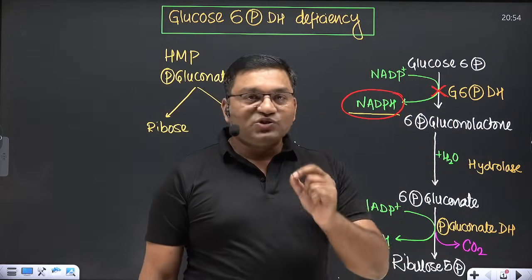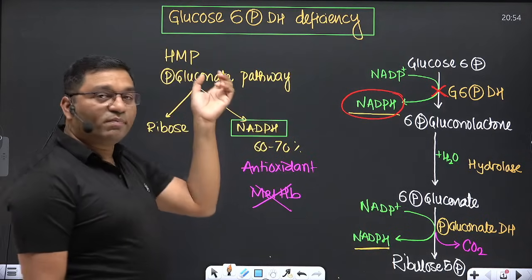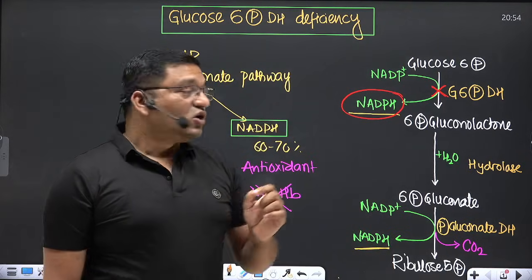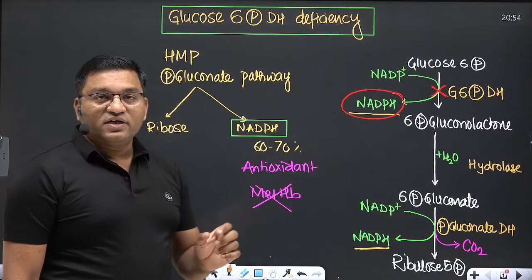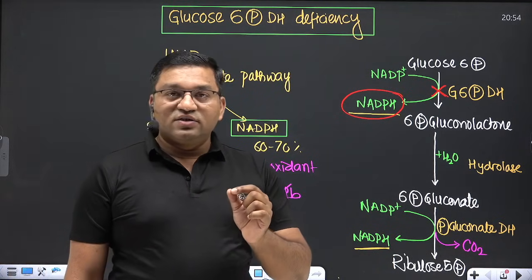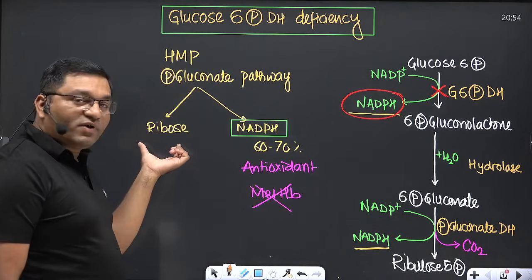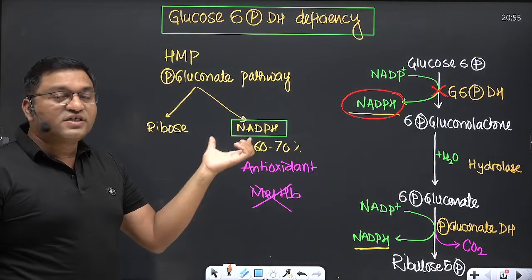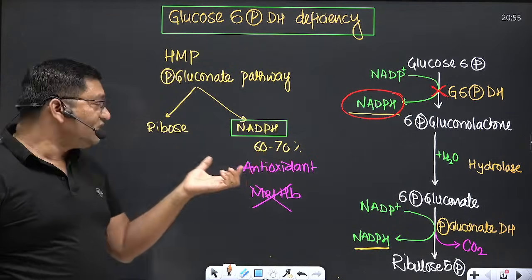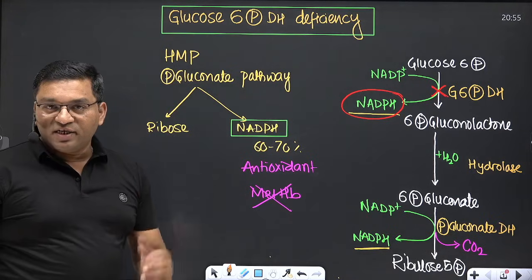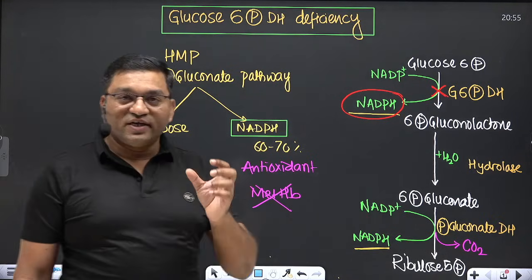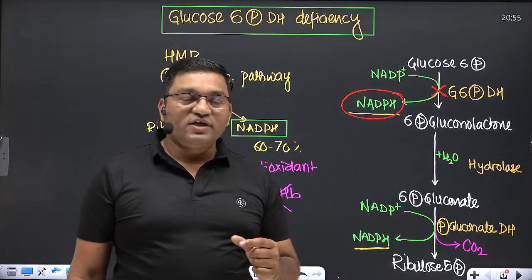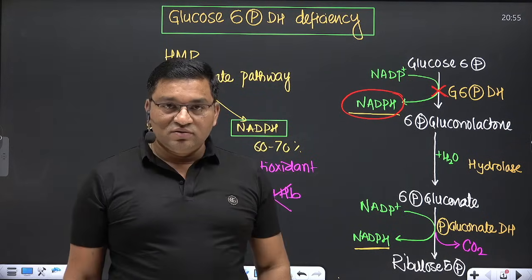HMP shunt, hexose monophosphate shunt or pentose phosphate pathway or phosphogluconate pathway is an important pathway for the generation of ribose, pentoses and NADPH. This is the significance of HMP shunt. It provides ribose and NADPH. 60 to 70% of NADPH produced in the body is given by the HMP shunt.